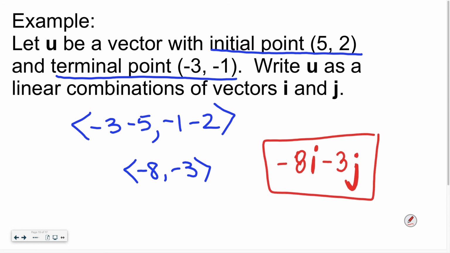It's just a different form. You still have your components, negative 8 and negative 3, but it's just written all as one. Is there a comma there? No, so you will not write a comma. It's just an addition or subtraction of two items. The first an I, the second a J.